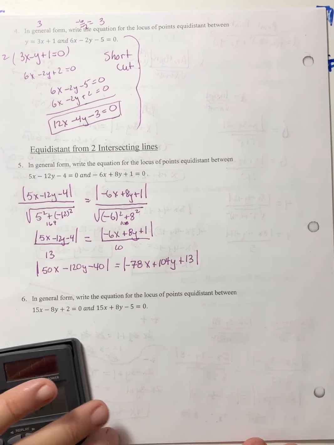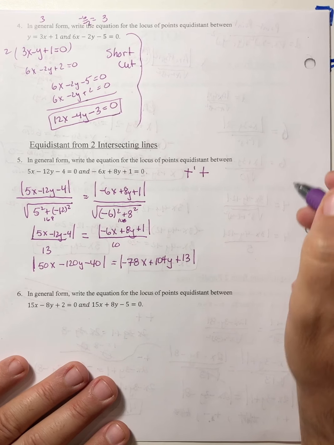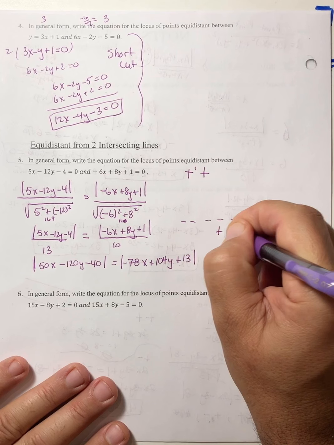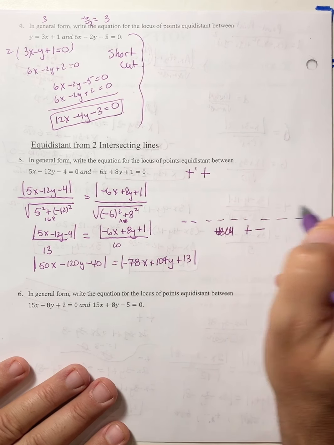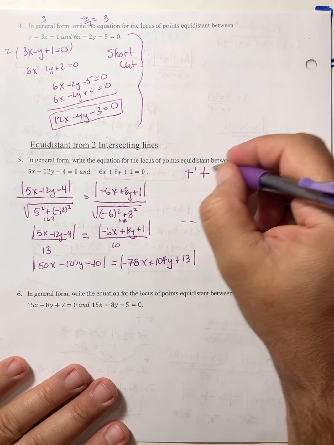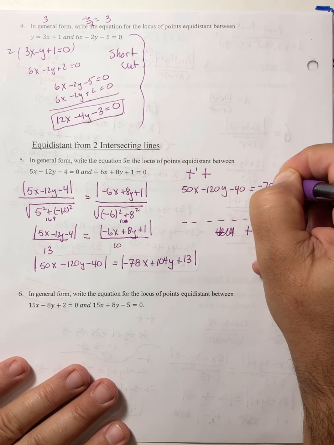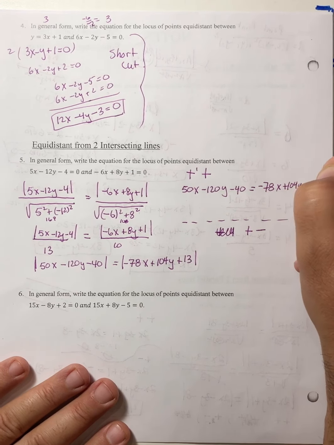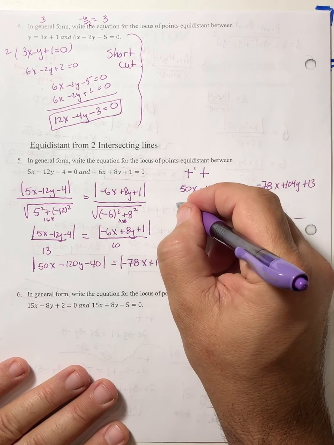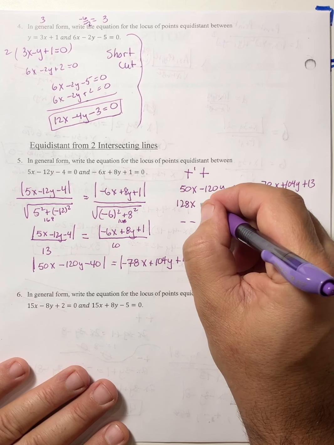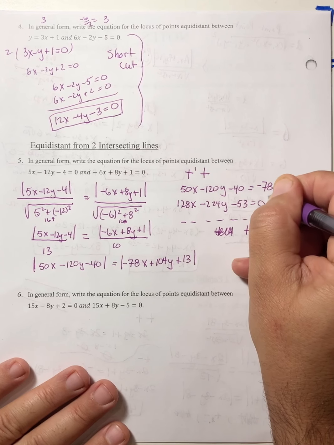Plus 13. Okay. Just like we talked about on the other side, we have to do the plus plus, and we have to do a plus minus. And then once you have them set equal to 0, your work is done. You have to do your 2 categories, because that will give you your 2 equations. So plus plus, I just drop absolute values. So I'm going to add 128x. I will subtract, so negative 224y, and I will subtract negative 53 equals 0. My first equation is done.